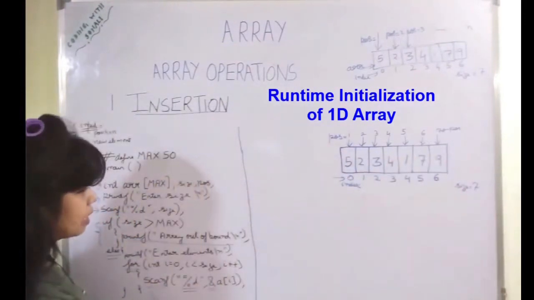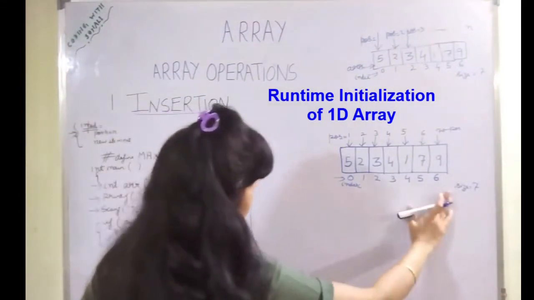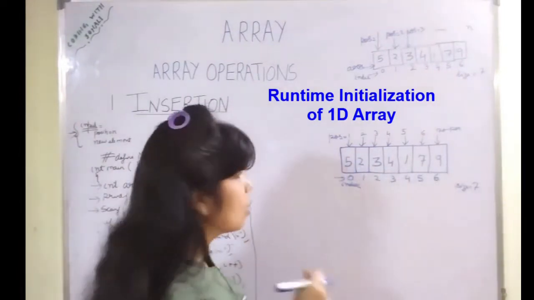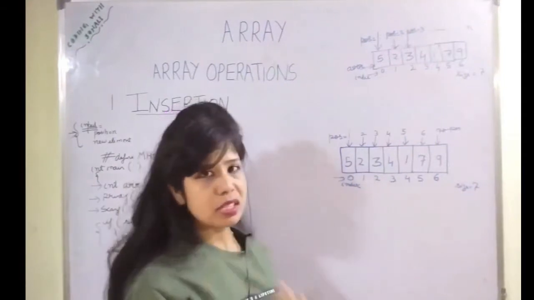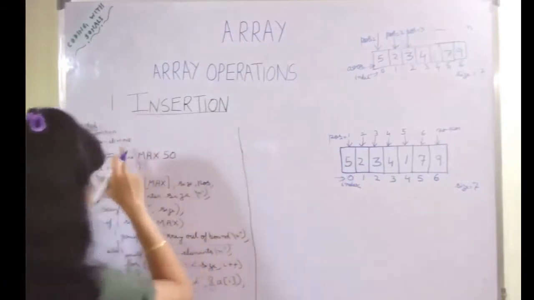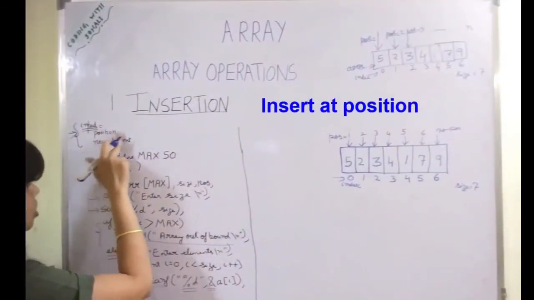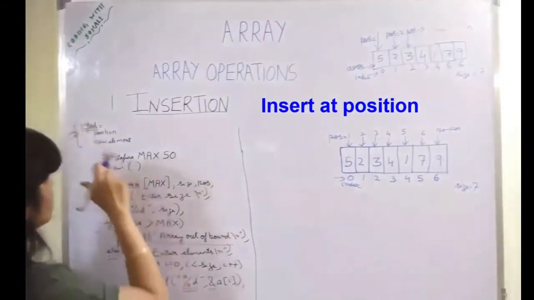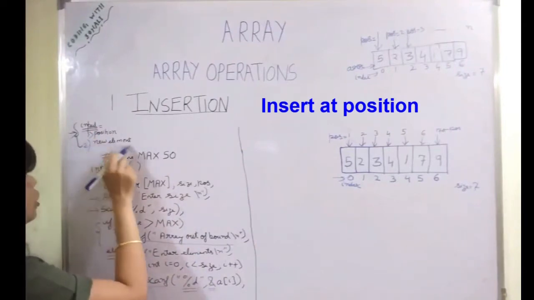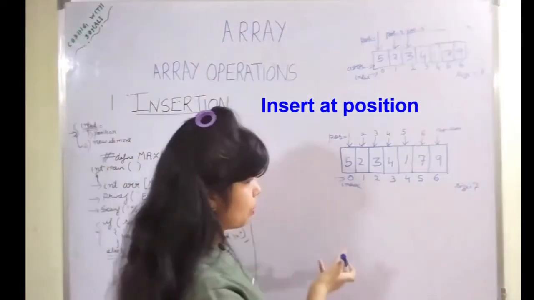So after execution of these instructions, finally the array is filled by these elements 5, 2, 3, 4, 1, 7 and 9. Now the role comes actually to insert at the given position. So what we will be doing? Here we are taking the scenario in which we ask the user to enter the position where the user wants to insert the element, and the second input is the new element which the user wants to insert. So we will consider this scenario before writing the program.